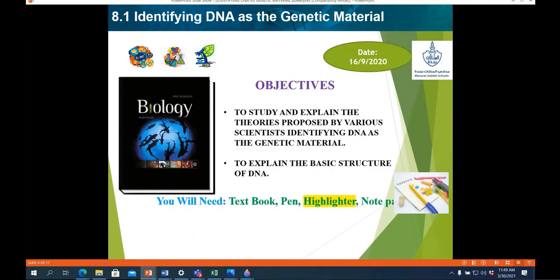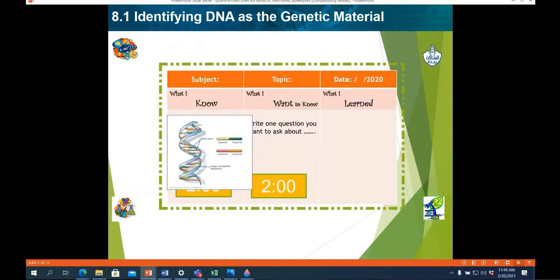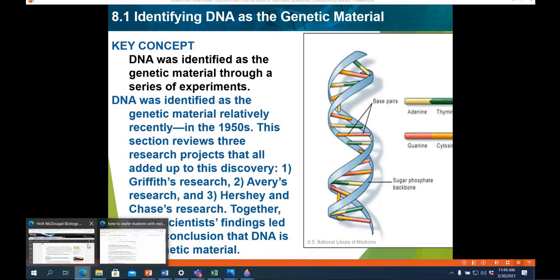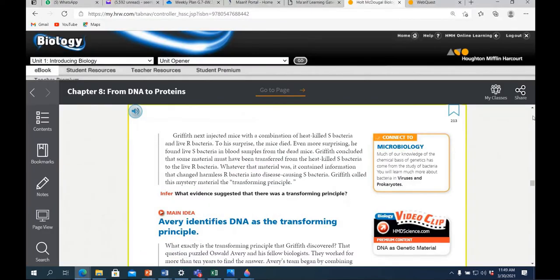The objectives for the topic today are to discuss the theories proposed by Avery and also by Hershey and Chase, which confirmed the theories proposed by Griffith, confirming DNA as the genetic material. We will also discuss the basic structure of DNA today, inshallah. So under the KW, let me ask you questions from the content we covered yesterday.